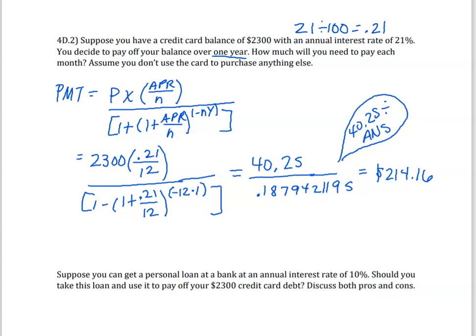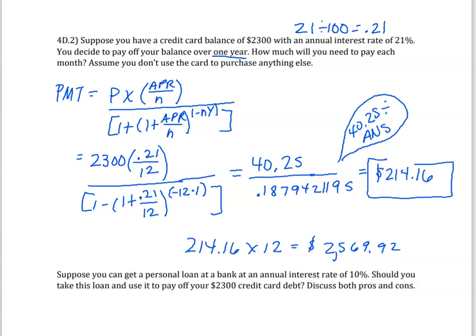If we multiply the 214.16 times 12, we're going to end up paying a total of, they didn't ask us for this, but we would end up paying a total of $2,569.92, which is more than the $2,300. Why is it more? Well, because we had interest that we had to pay. So this is the number that we're going to have to pay in order to get this balance paid in a year with the 21% interest.